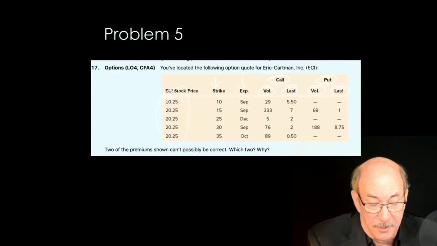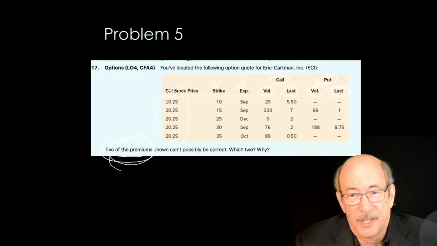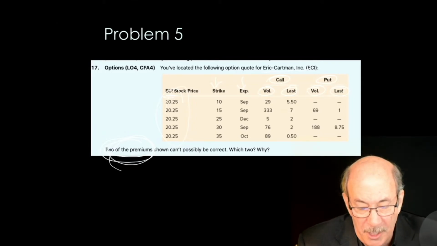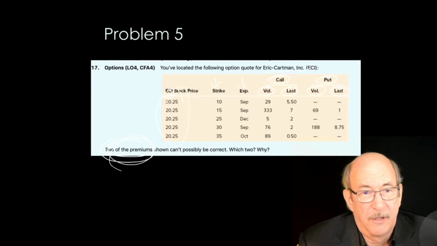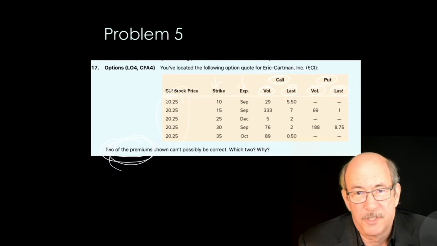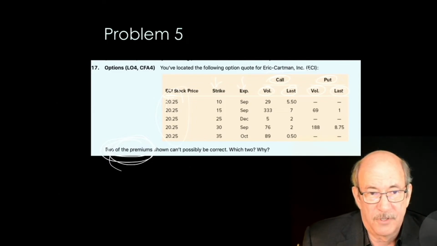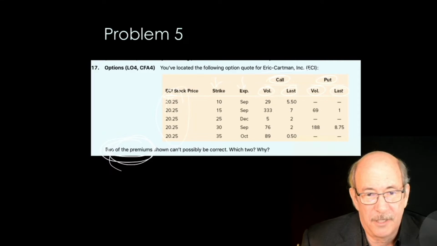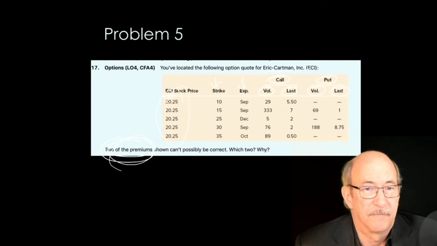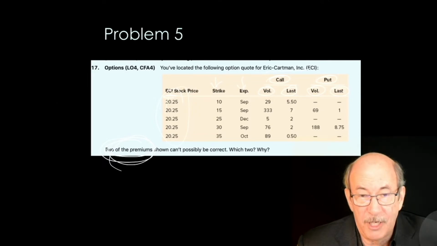So the question is, there are two premiums here that can't possibly be correct, or at least on the surface of it, look to be incorrect. Can you tell me just one of those two? If you remember our discussion about intrinsic value, this goes back to intrinsic value. Let's also further assume, just for simplicity's sake, it's not a necessity, that these are American-style options, so you could exercise at any point in time. Which options appear to be mispriced?